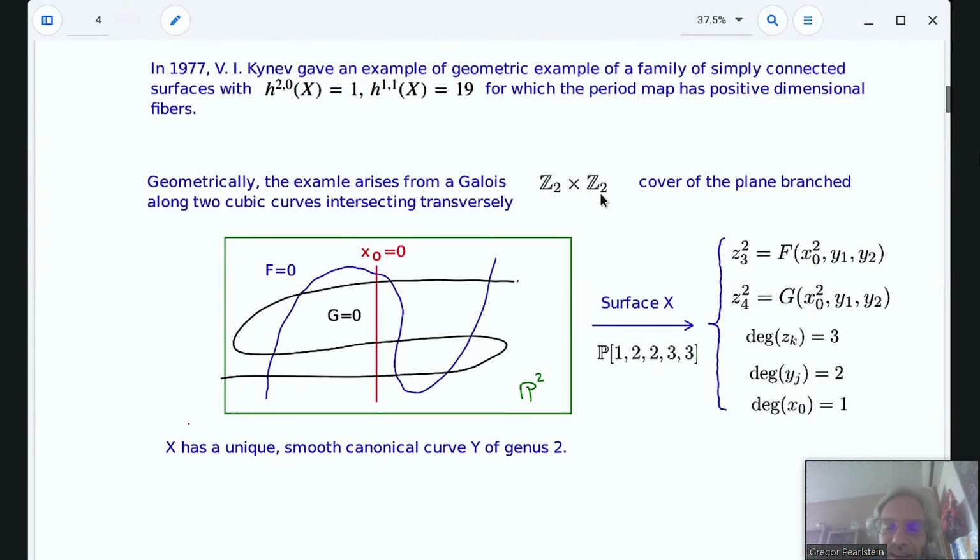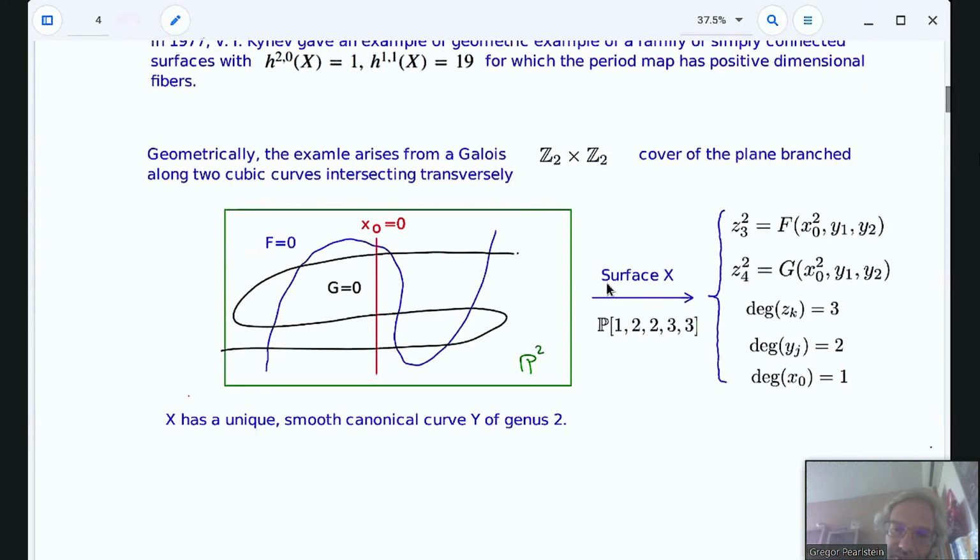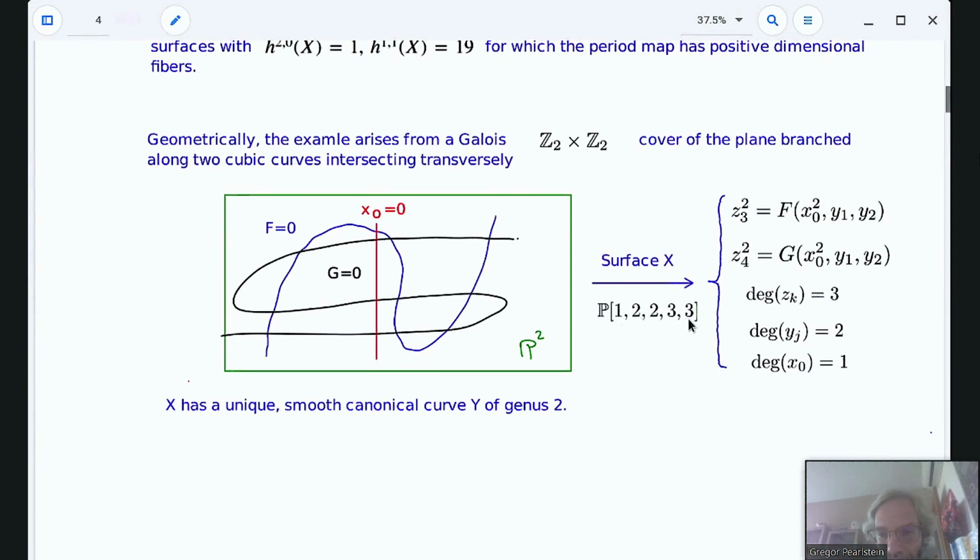Geometrically, the example derives from a Galois Z2 cross Z2 cover of the plane branched along two cubic curves intersecting transversally, plus a line x0, with two cubics F and G. Then you can create a surface in P(1,2,2,3,3). It's supposed to be branched along the line, so you take F and x0, which defines the line, and you square it. Then you have y1 and y2 in degree 2, and to make everything work, you take two variables in degree 3. One thing I should note about these surfaces is that they have a unique smooth canonical curve of genus 2.